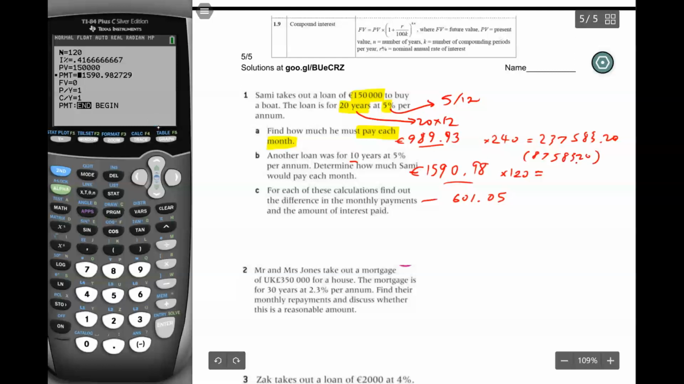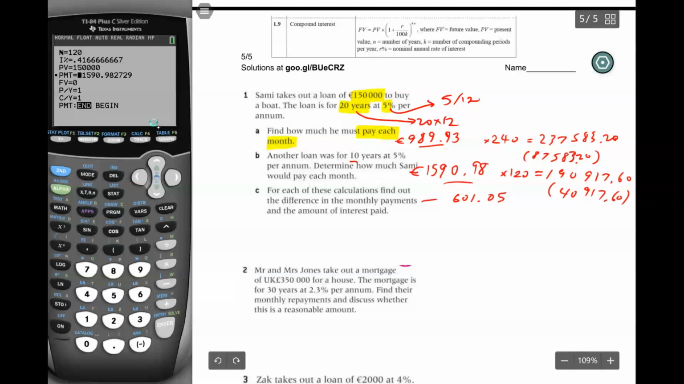Okay, and then for the other case, $1590.98 times 120, the amount paid was $190,917.60. And then if I subtract out the amount of the actual loan, which is $150,000, I end up with $40,917.60. Okay, so in the first case, the amount of interest paid was like $87,000.